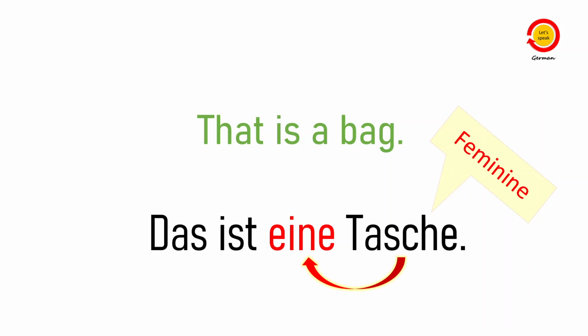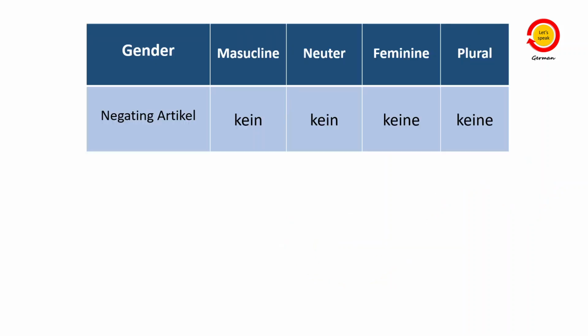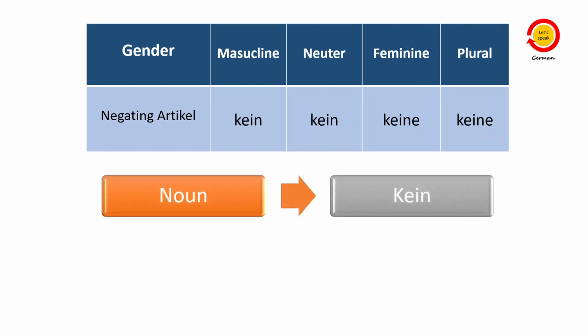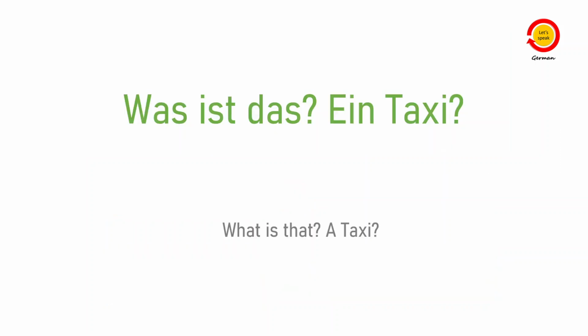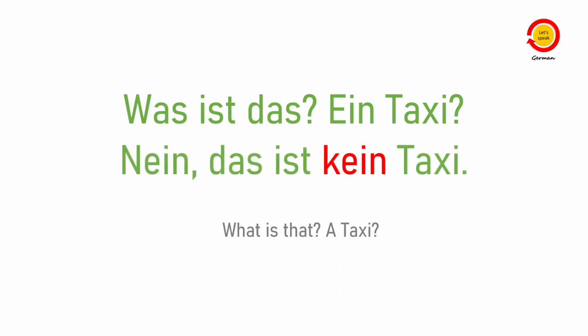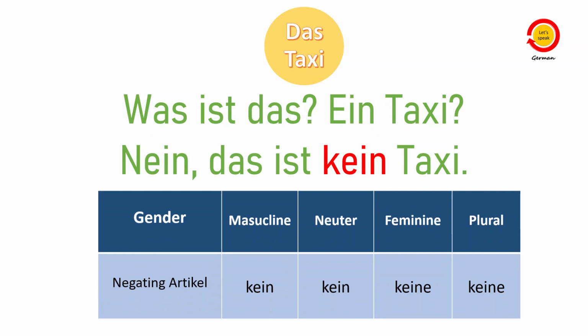Now we shall look at the last section of the table about the negating articles. Kein is a word which is used to negate the nouns in a sentence, and to negate any other word which is not a noun, for example, a pronoun, an adjective, a verb, etc., we use the word nicht. Was ist das? Ein Taxi? Nein, das ist kein Taxi. What is it? A taxi? No, that is not a taxi. Taxi is neuter gender. Das Taxi. From the table, the negating article for the neuter gender is kein.